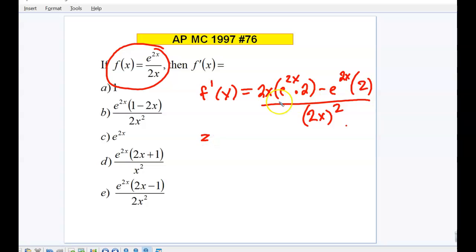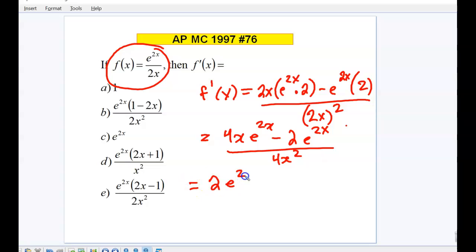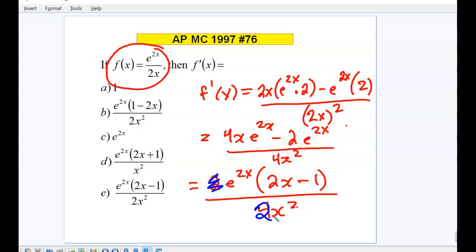So if I clean this up a little bit, I'm going to get 4x e to the 2x minus 2e to the 2x. And if I square the bottom, I really get 4x squared. And again, none of those answers match up. So I have to do some more simplifying. So I'm going to factor out a 2e to the 2x. And if I do that, I am going to be left with 2x subtract 1 all over 4x squared. And now 2 goes into 2 once, it goes into 4 twice. And so my answer is question E.